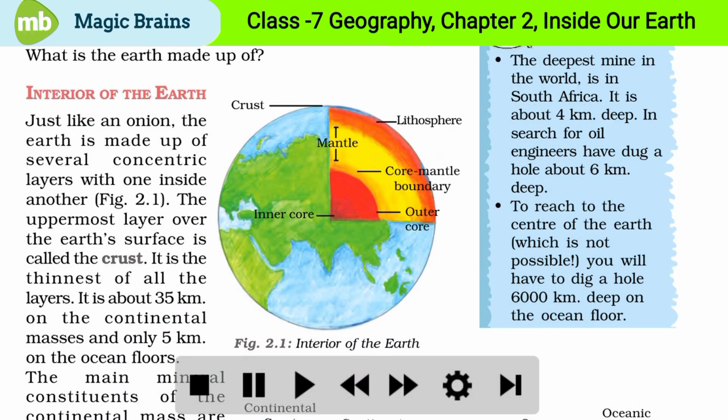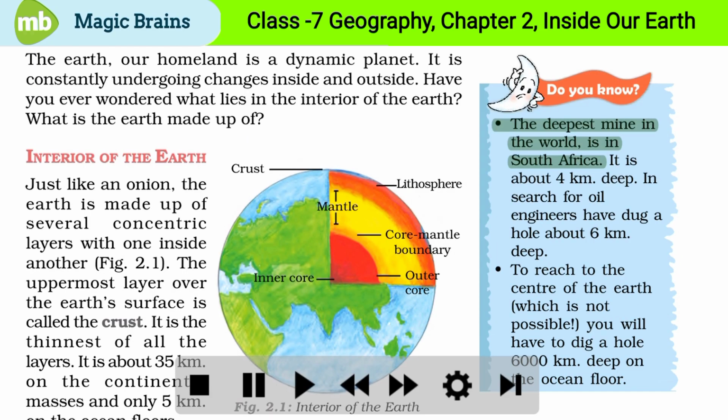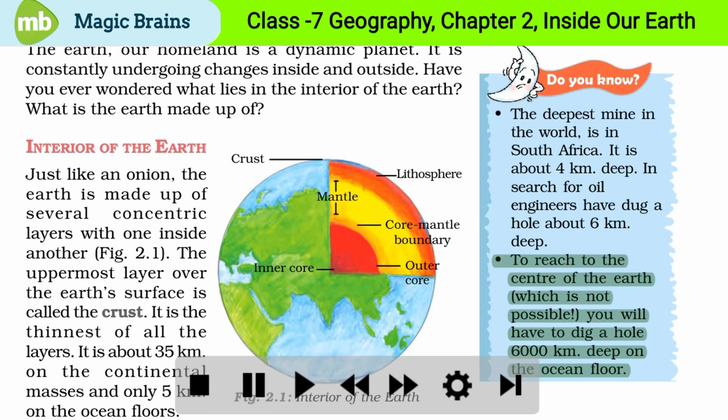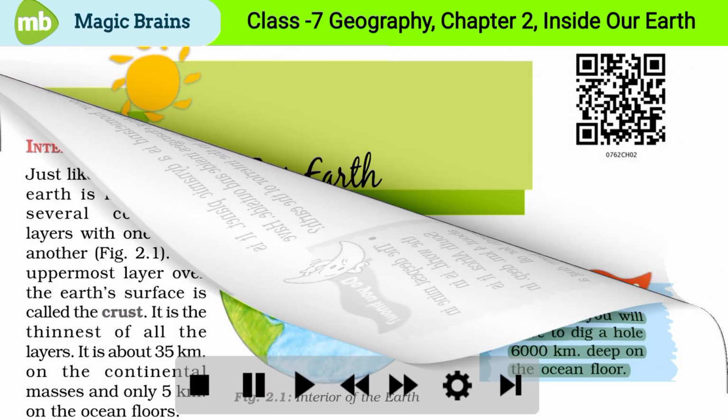On the right side of the page we have an informative box titled Do You Know? The deepest mine in the world is in South Africa. It is about 4 kilometers deep. In search for oil, engineers have dug a hole about 6 kilometers deep. To reach the center of the Earth, which is not possible, you would have to dig a hole 6,000 kilometers deep on the ocean floor.